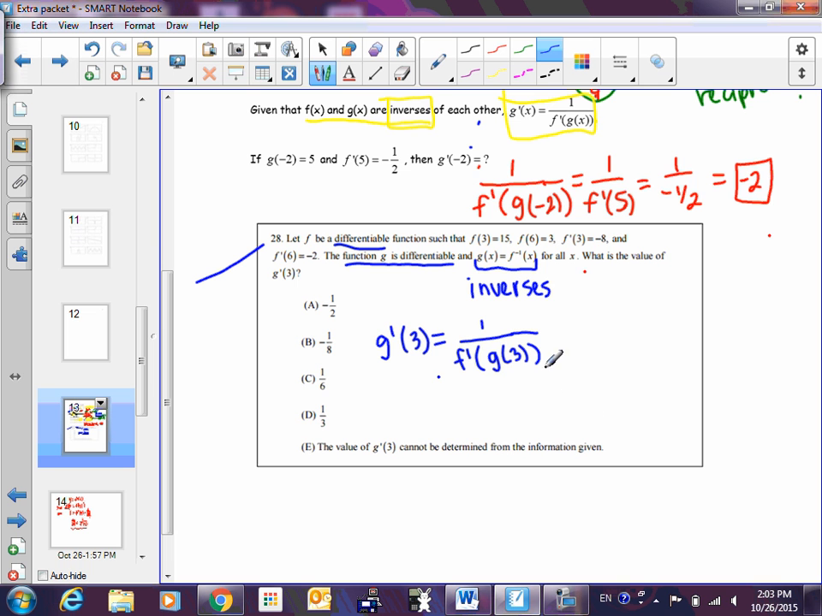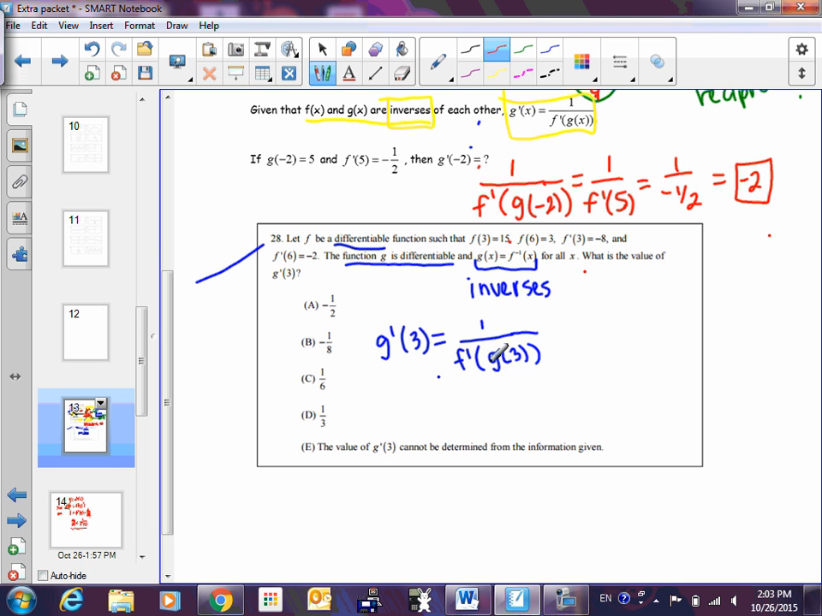Now, in the last example, they told us g of 3, everything was great. On this example, they don't tell us g of 3. So can I just use f of 3 and pretend that they're the same? No. Let's just say you did. Let's say that's not right, but let's say you did write 15 here. What's f prime of 15? They don't tell you, right? So that would not be a good move.